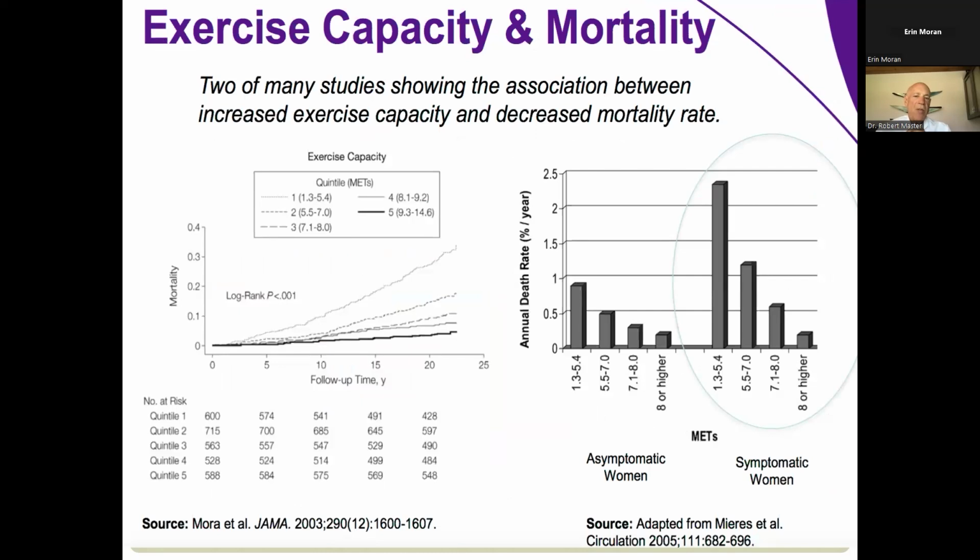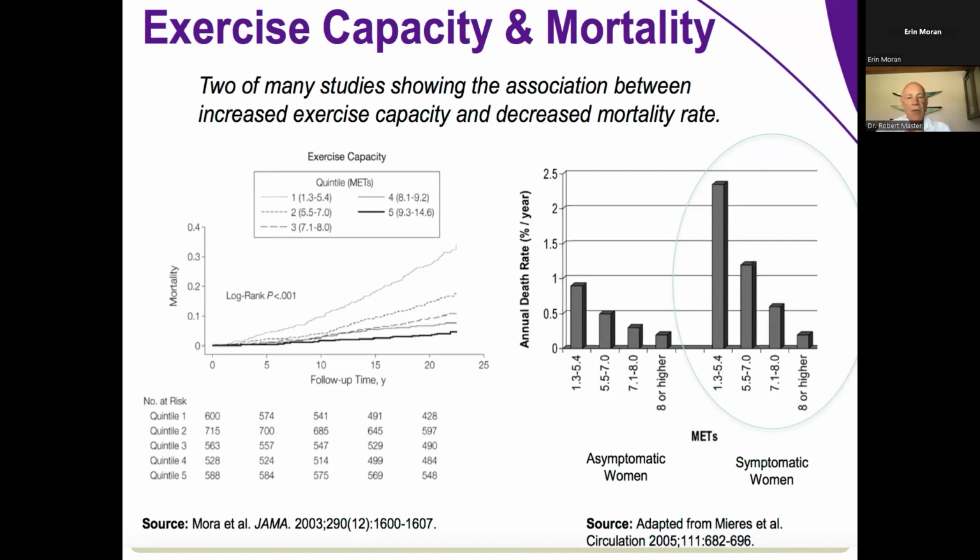So once again, exercise capacity is a very powerful predictor, and it's one of the reasons that I like to exercise people, if possible, if they're able to do it. On the left-hand slide, you see a series of curves, and on the y-axis, you see mortality in both of these. On the left-hand side, you can see that the people who have the poorest exercise tolerance, the top line, have the highest mortality. People with the best exercise tolerance, the solid black line, have the lowest mortality.